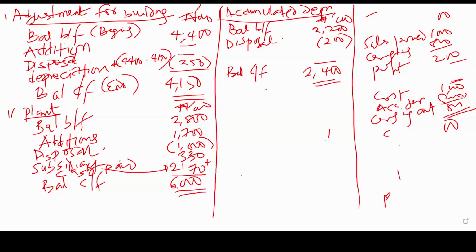Okay. It's 2,200. It's an error from the question. How will you know? Let's go back. Look at it. Building was 4,400. Plant was 2,800. If I add that together, I get 7,200.